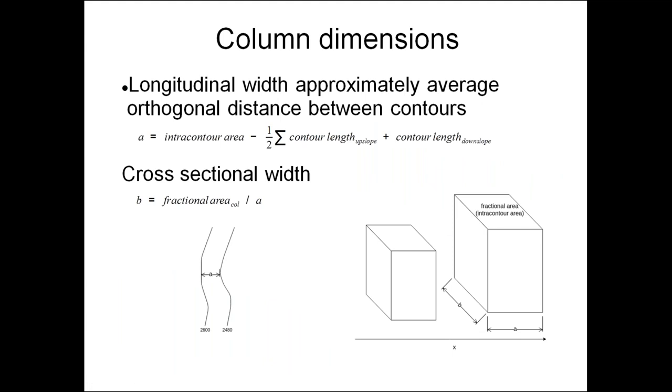Now, once we have these interface locations, one way to go about defining these column dimensions is shown here. So the longitudinal width of each column, I'm calling A, is approximated by the average orthogonal distance between contours, which were defined in the previous slide. So that's a simple calculation using the area between contours and summing up the lengths of the two contours that define a zone. That's a rough estimate of the average orthogonal distance. And then since we already know the fractional area of each elevation band, we can get the cross-sectional width, B.